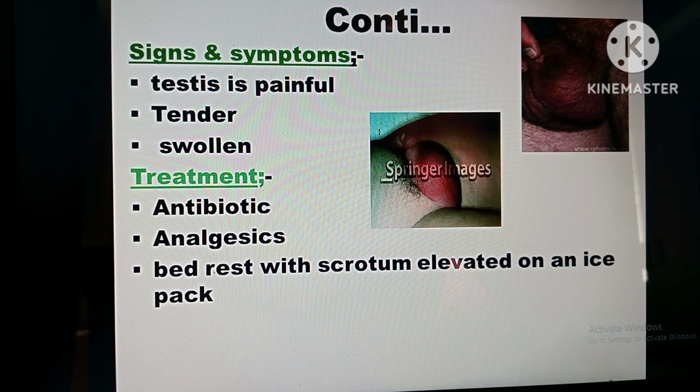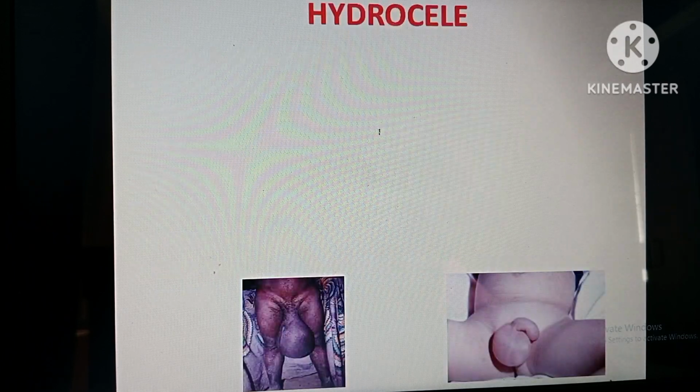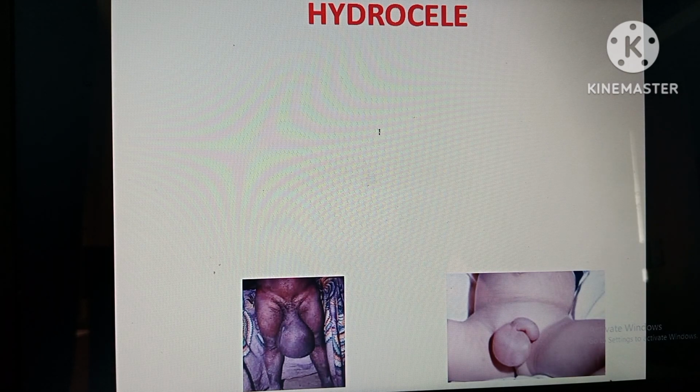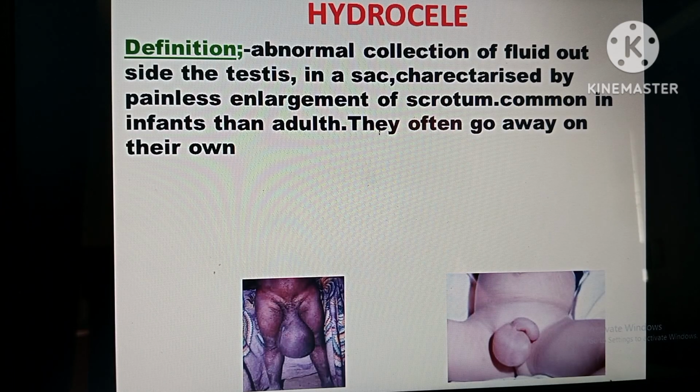Okay. Next we will move on to one more minor disorder, that is hydrocele. Hydro stands for water, cele means collection. So hydrocele is an abnormal collection of fluid in the scrotum. Usually water will not be there in the scrotum. The scrotum covers and protects the testis, and inside it water will not be there, but here the fluid is abnormally collected. This abnormal collection of fluid is more common in infants than adults, but it occurs in adults also. You can see in the picture, this is in an adult and this is in a child.